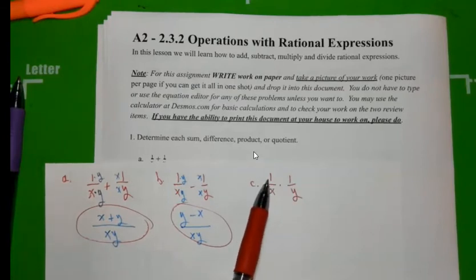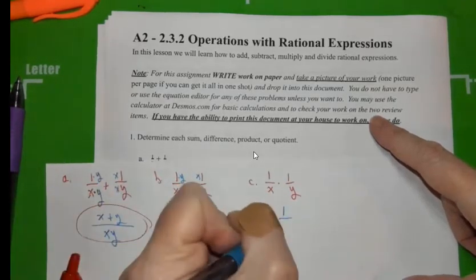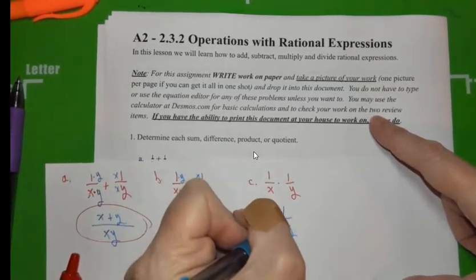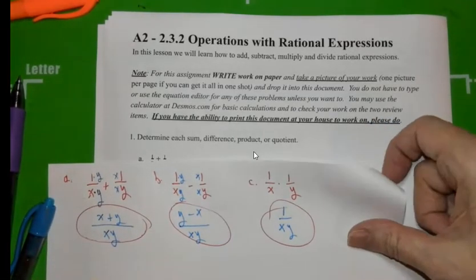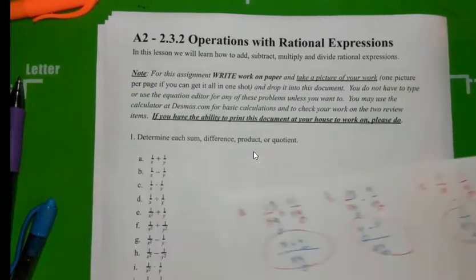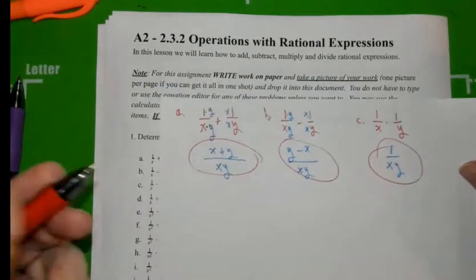There are no numbers on the top, just ones. And no variables either. So there's nothing to divide out. So the answer is simply 1 times 1, which is 1, over x times y, which is xy. So this is your solution to C. All right, the next one is D, and it looks a lot like C. So let's see if we can remember.